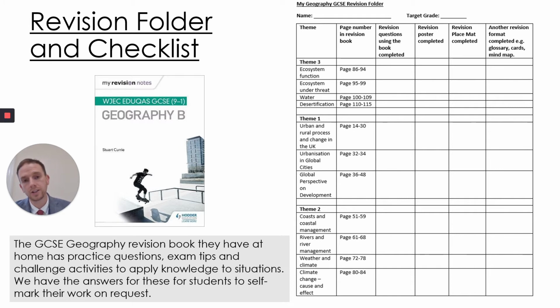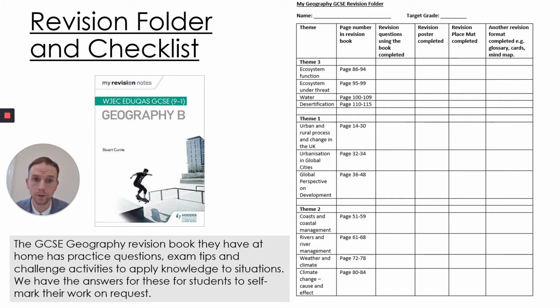checklist. As you can see, it's been broken down into each of the 3 themes and then further broken down into each of the topics. The second column shows the page in the revision guide which relates to that topic. And a lot of this revision can be structured around the GCSE revision guide, which all pupils should hopefully have. Next to that, we have 4 columns where students can tick off when they've completed these revision activities.